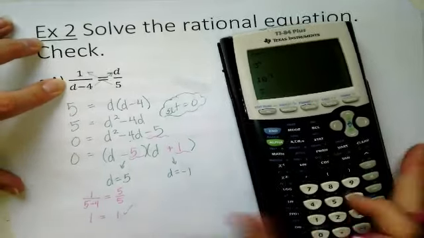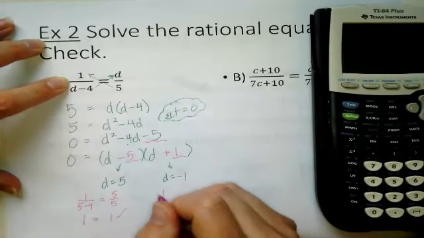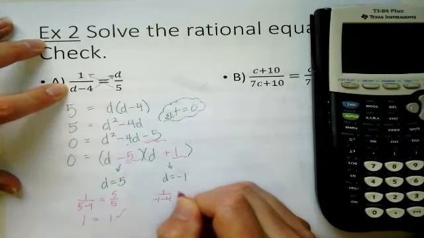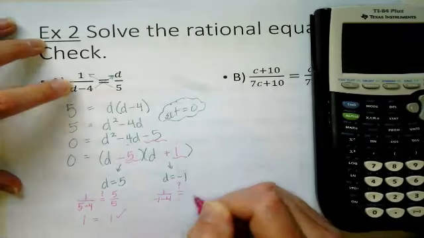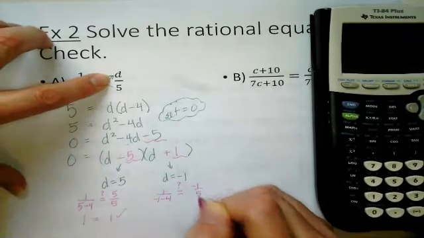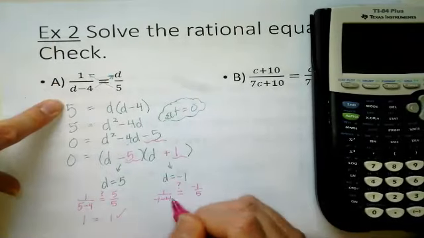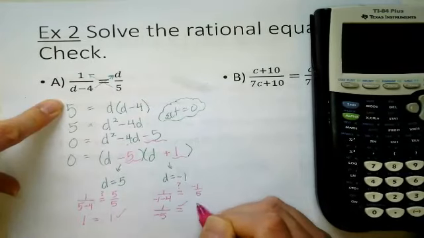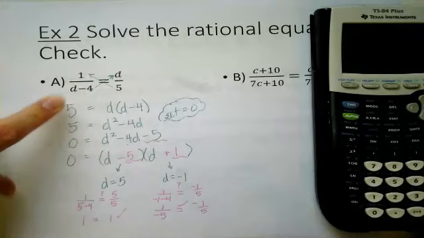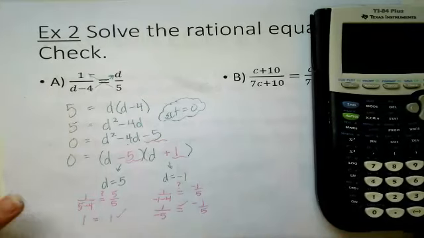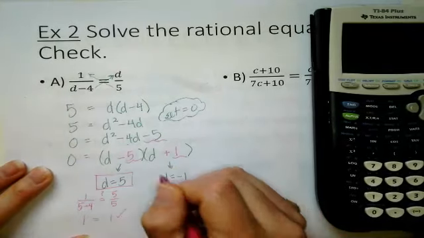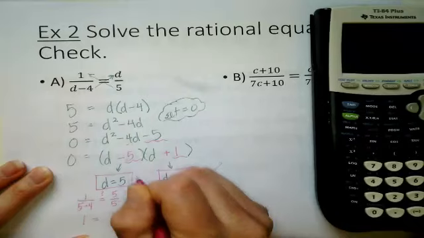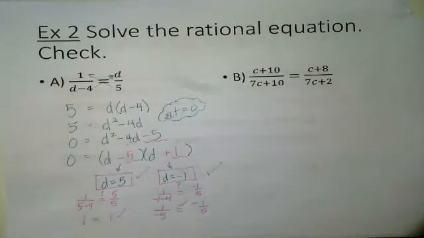Plugging in negative 1, let's see if the same thing happens. We'd have 1 over negative 1 minus 4 is supposed to equal negative 1 over 5. And if I clean up the denominator here, I would get 1 over negative 5 is definitely equal to negative 1 over 5. Doesn't matter where that negative is. So both of these answers happen to check, and both of them happen to work.